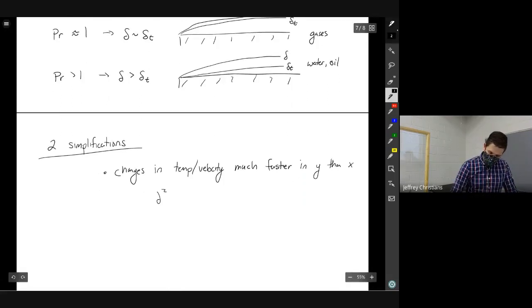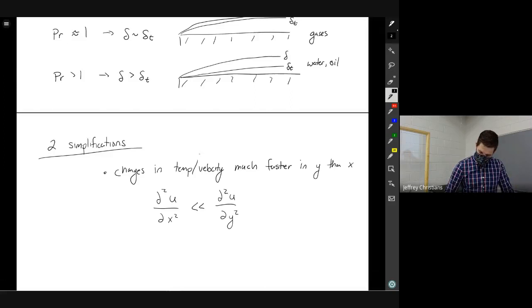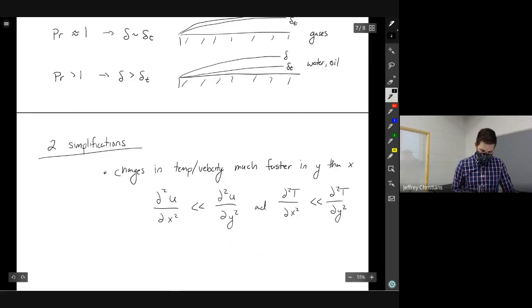So this would tell us that d squared u dx squared is relatively small compared to d squared u dy squared, where u is the velocity. And d squared T dx squared is a lot less than d squared T dy squared.